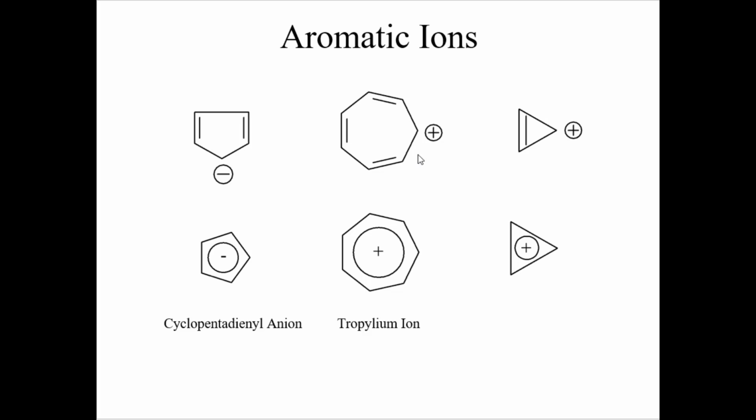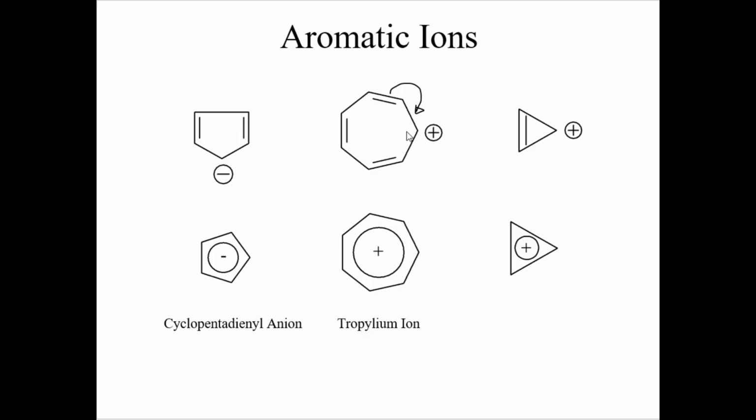Tropylium ions tend to be more stable than your run-of-the-mill carbocations because they actually have lots of resonance structures. So you could take this pair of electrons and move it here, and then move around the ring to form different carbocations, and eventually you'll have a resonance structure with a positive charge on all the carbons.